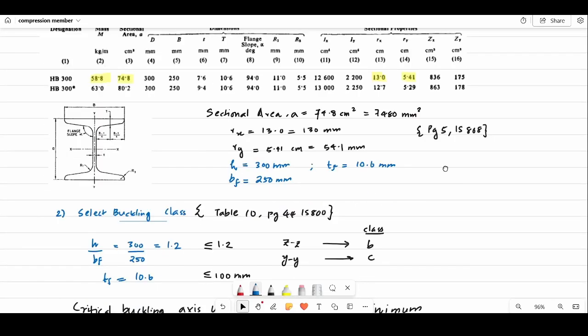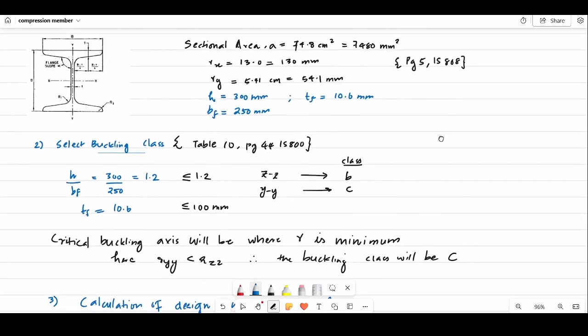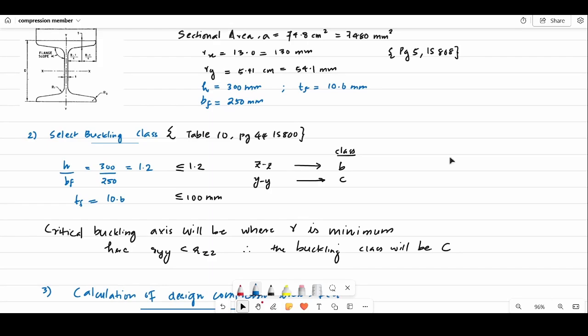The next step, after writing all these parameters from page number 5 of IS 808 or the steel table, is to select the buckling class for this section. For that we go to Table 10, on page number 44 of our IS 800. Now we see many sections, I sections, channel sections and so on. We have to select the ratio of H by BF. H is the height, as shown in the figure of the I section on the left side. H denotes the height, which is 300, and BF means the width of the flange, which is the B value we wrote earlier, 250. Now the ratio of H by BF, 300 divided by 250, gives 1.2.